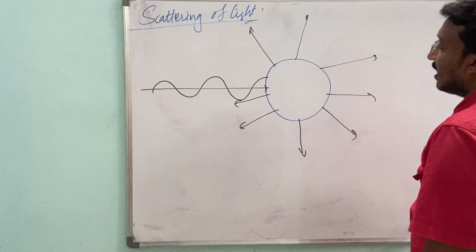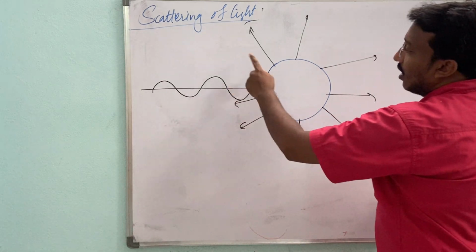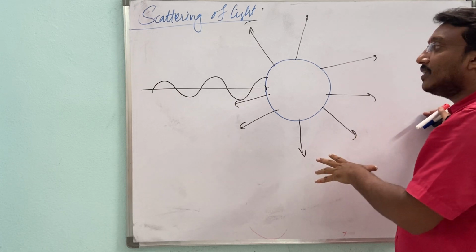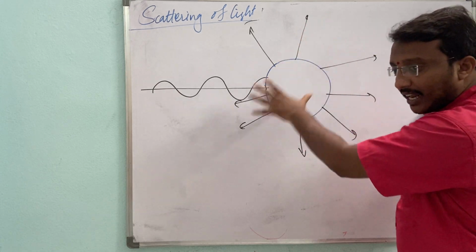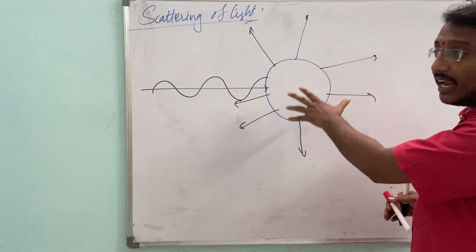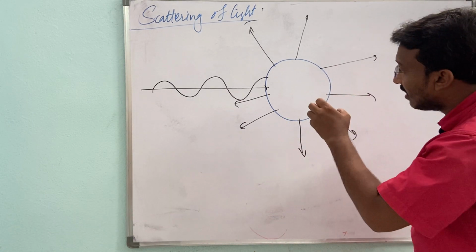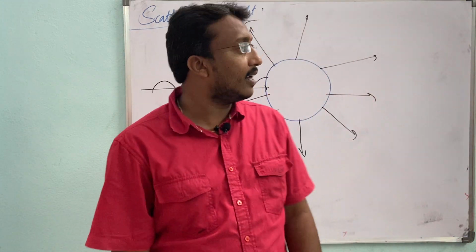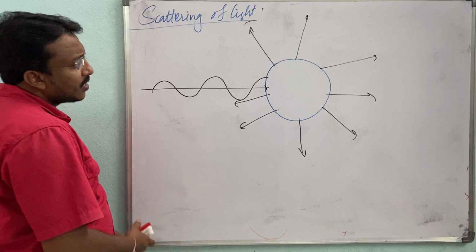What is scattering of light? When light falls on the atom, it absorbs and re-emits the light in different directions with different frequencies and with different intensities. That is called scattering of light.